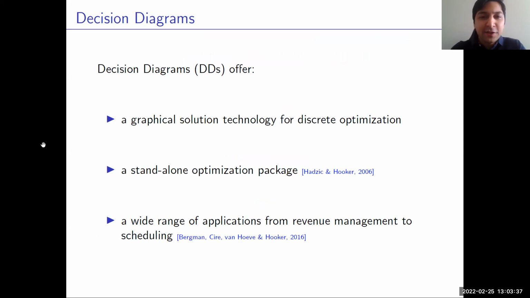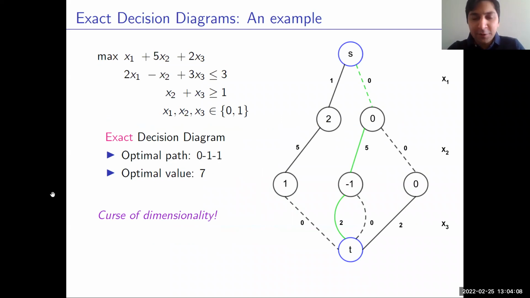So decision diagrams, or DDs in short, offer a graphical solution methodology for solving discrete optimization problems. They were proposed as a standalone optimization package in 2006 by Hadzic and Hooker. And since then, they have found various applications in different areas from revenue management to healthcare and scheduling. This reference right here includes various such applications. So how do decision diagrams work to solve discrete optimization problems? I illustrate that over a simple example.